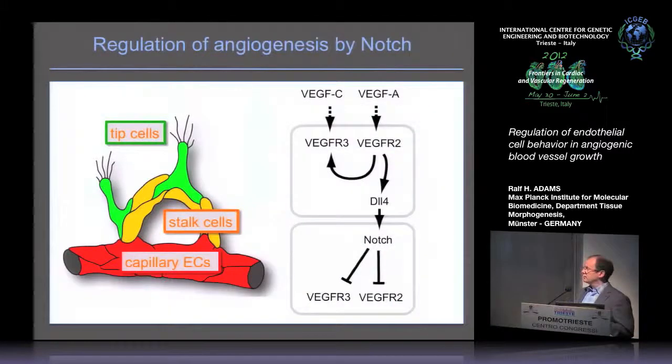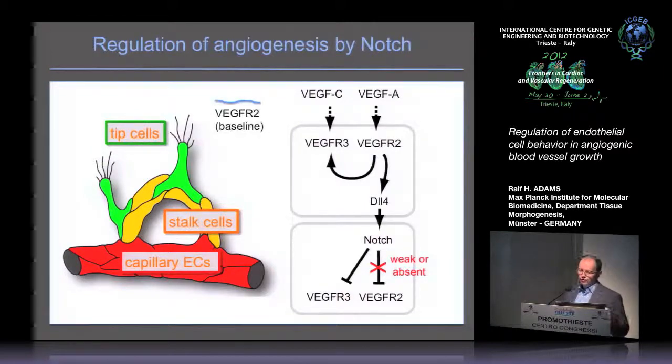So we come up with a modified model that has some important implications. What we think is that this modulation of VEGF receptor 2 by Notch in vivo at least is weak or absent. And so this is not an important factor, and Notch is not dynamically modulating VEGF receptor 2 expression. Maybe there are other factors, but Notch at least would not lead to dynamic up or down regulation of VEGF receptor 2 in certain cells.